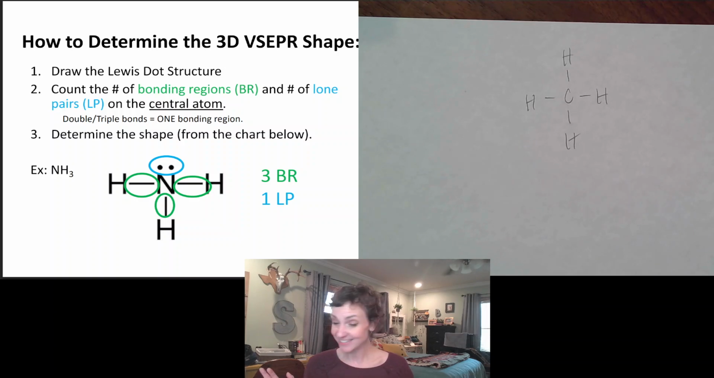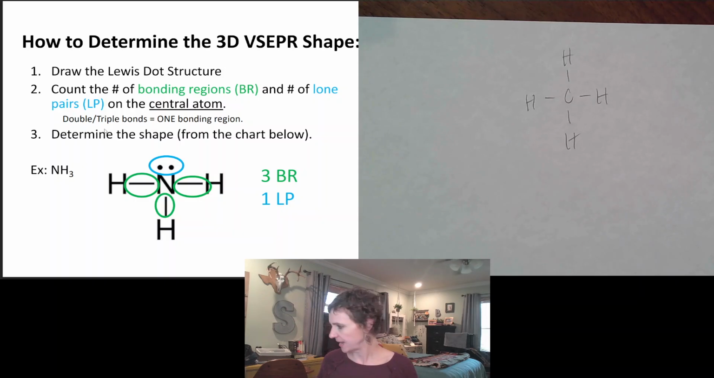All right, how to determine the 3D shape? You can draw a Lewis dot structure. Oh, we love that. And then we're going to count the number of bonding regions. We call this a BR. And the number of lone pairs, which we call an LP, on the central atom. Okay? And there's a little note here that says if I have a double or a triple bond, it still counts as only one bonding region. Okay? And then I determine the shape from a chart below.